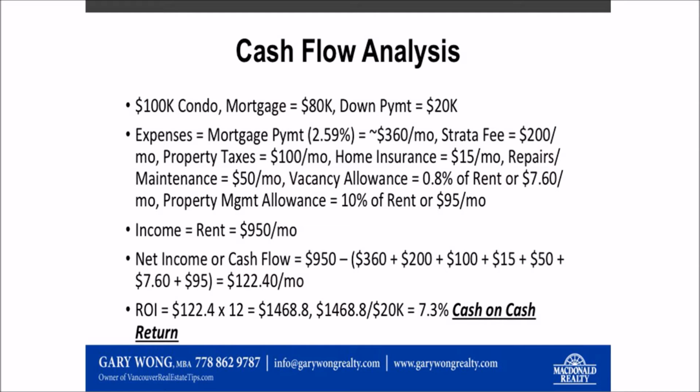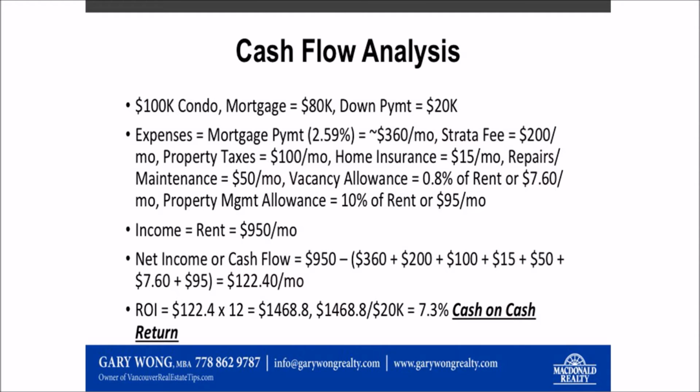Your repairs and maintenance, so let's just put $50 aside in your bank account in case your tenant needs some repairs and maintenance. $50 a month. Let's say it's vacant. So you have to incorporate a vacancy allowance, but I looked up CMHC, vacancy allowance in Greater Vancouver, 0.8%. So 0.8% of $950, your rent, is $7.60 a month. Property management allowance. So let's say you don't want to drive to Abbotsford to manage your tenant. Could be around 8% to 15% property management, but let's just say 10% of rent, $95 a month.